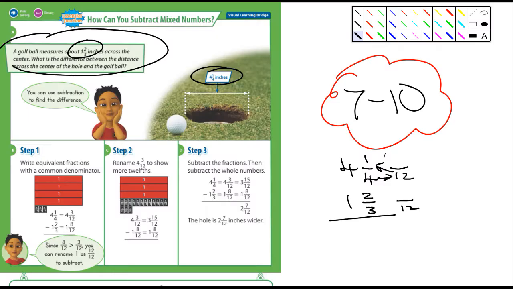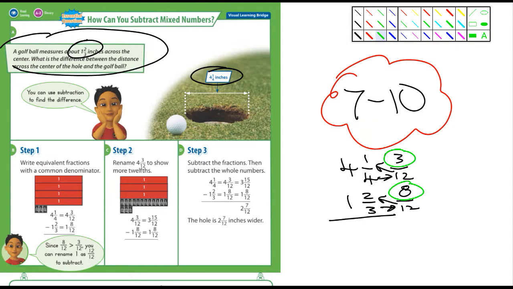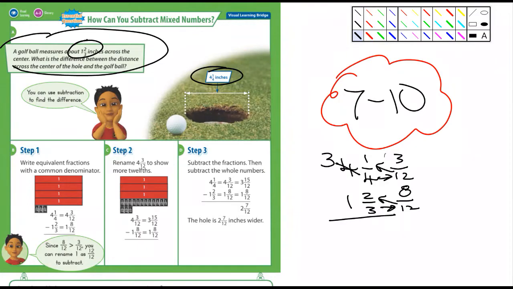What's the common denominator we're using? It's 12. So we're going to add 12 to the numerator. So now this becomes 15 over 12, and we're subtracting 8 over 12. Now we can do it. 8 from 15, that's going to be 7/12. 1 from 3 is going to be 2. 2 and 7/12, which is what they come up with in step 3.